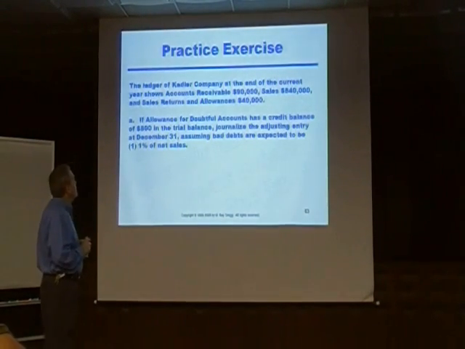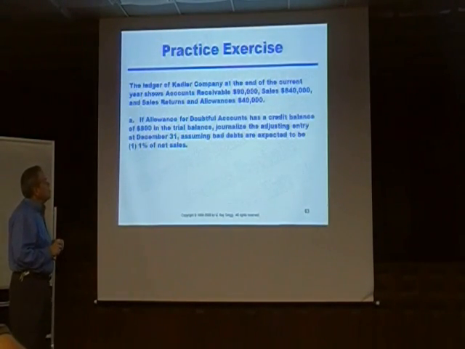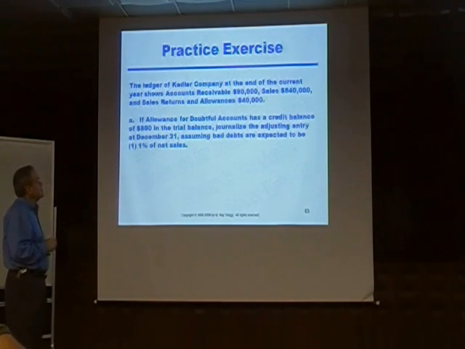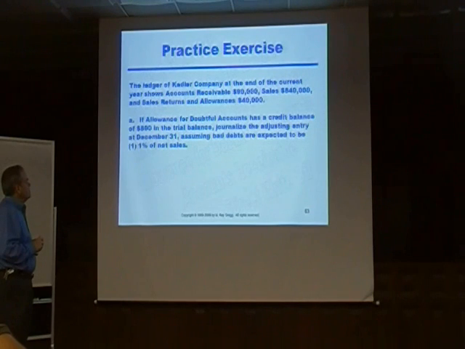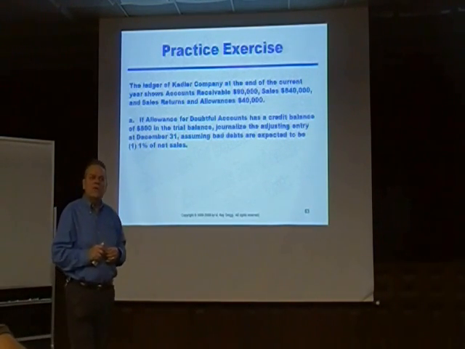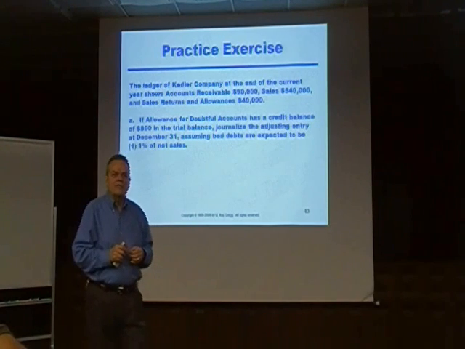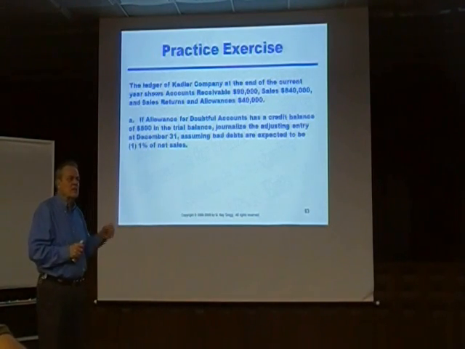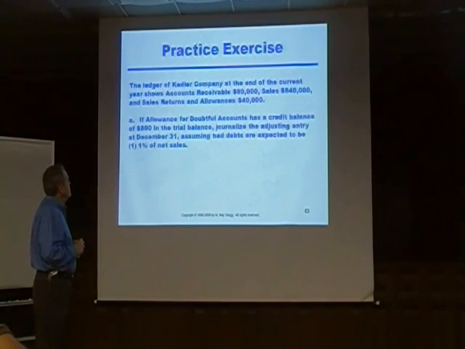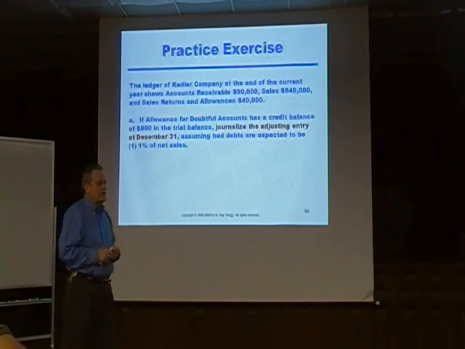The ledger of our company at the end of the current year shows accounts receivable $90,000, sales $840,000, sales returns and allowances $40,000. If allowance for doubtful accounts has a credit balance of $800, would that be normal or abnormal? Say something. Speak up. No. That's normal. Allowance for doubtful accounts is contra receivables. It should have a credit balance. Journalize the adjusting entry at December 31st, assuming bad debts are expected to be 1% of net sales.